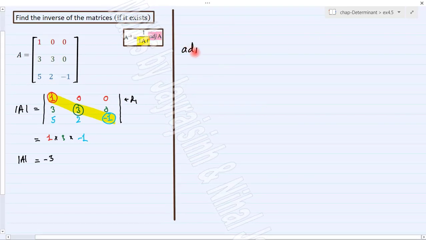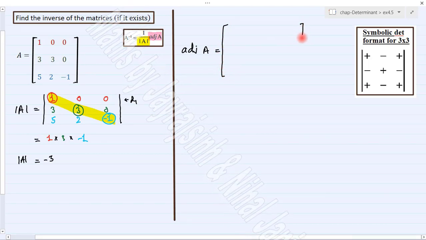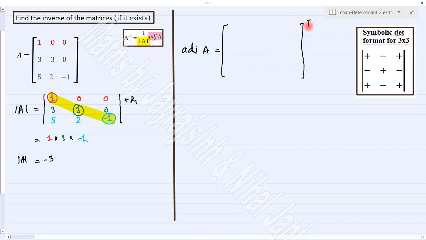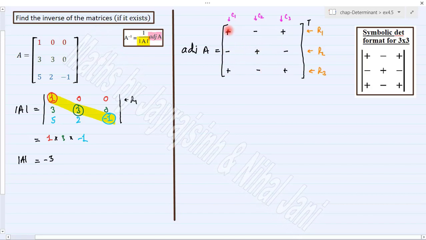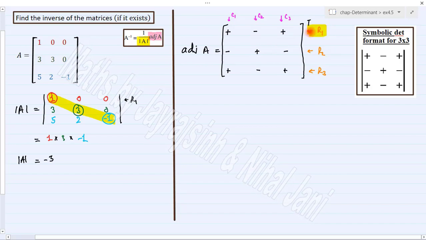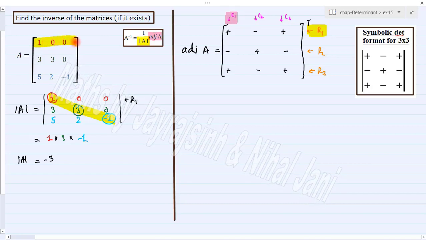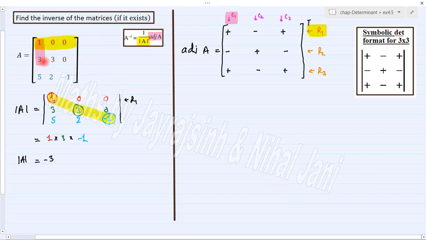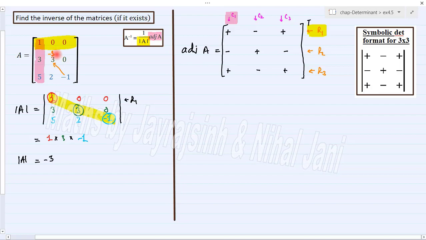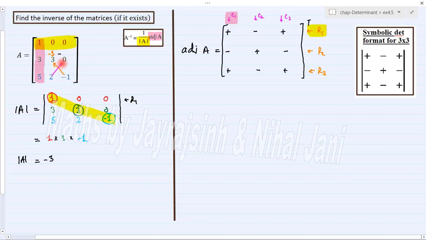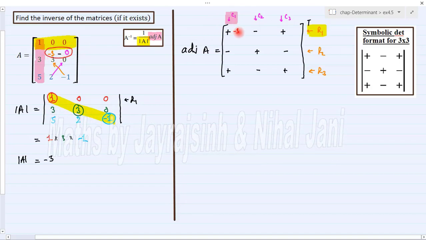Now, let's try to get adjoint of A, which is nothing but the matrix of cofactors of respective elements and its transpose. To get cofactor, let's use symbolic determinant format. Now let's get the first element, which is in first row and first column. So we have to ignore first row of matrix A and its first column. And now cross multiply. Minus 1 3s are minus 3, minus 2 zeros are 0. So minus 3 minus 0 will become minus 3.